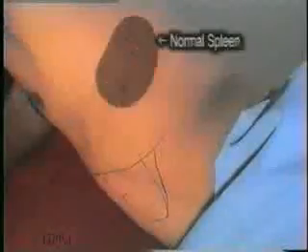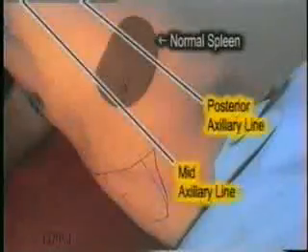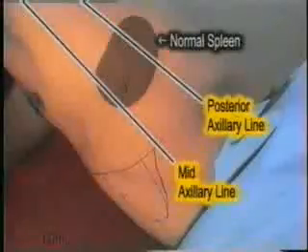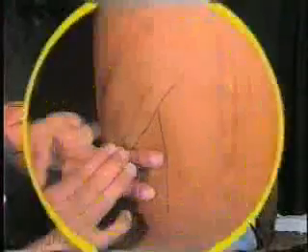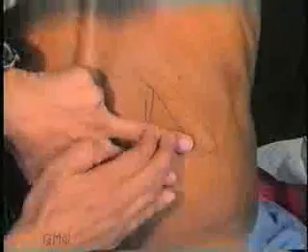Then percuss for spleen in the left 9th intercostal space from the posterior axillary line forwards. If spleen is enlarged, the dullness will extend beyond the mid-axillary line. If a renal lump is suspected, percuss posteriorly in the loin, just lateral to the erector spinae. Normally, this area is resonant due to the presence of the colon. If the kidney is enlarged, the note will become dull, but in other lumps like spleen, it remains resonant.